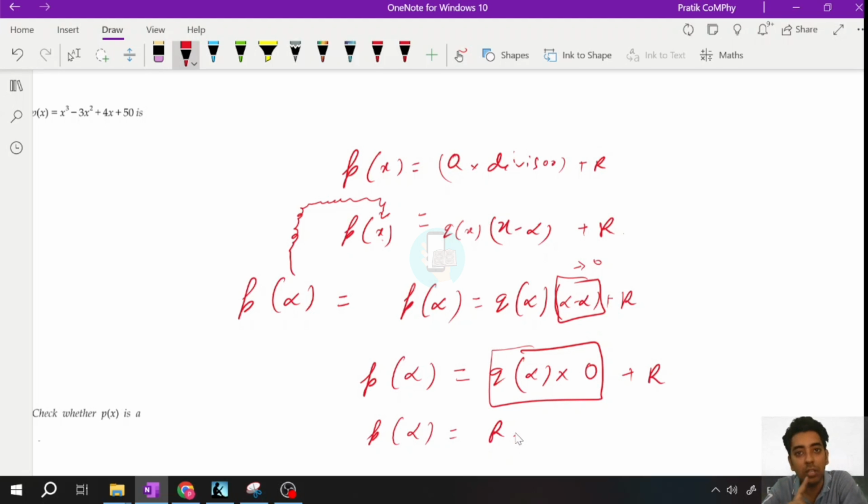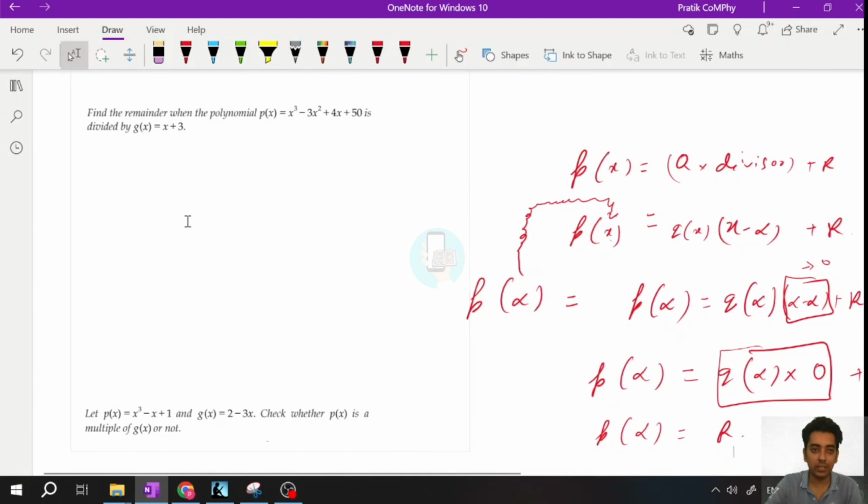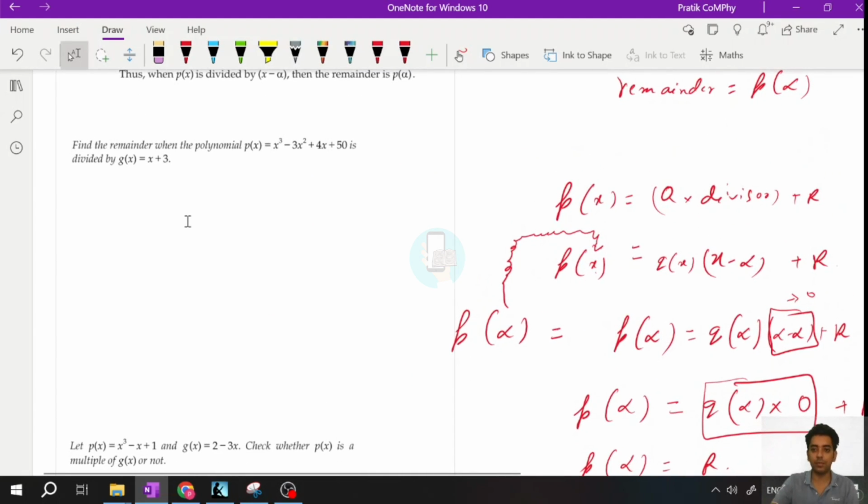So if a polynomial has degree greater than or equal to 1, and I'm dividing it with x minus alpha, wherein alpha is a real number, then I can directly say that P of alpha is nothing but the remainder. Clear? So let's try to understand this with a question. This was the proof, this is nothing but the proof of the remainder theorem.